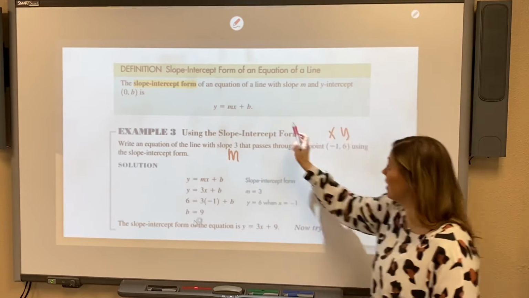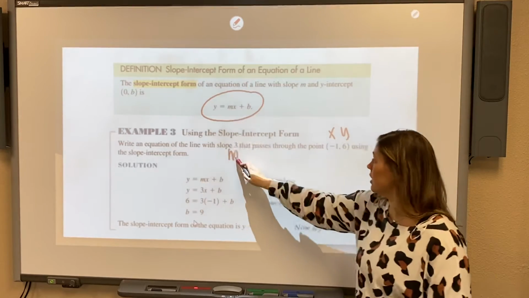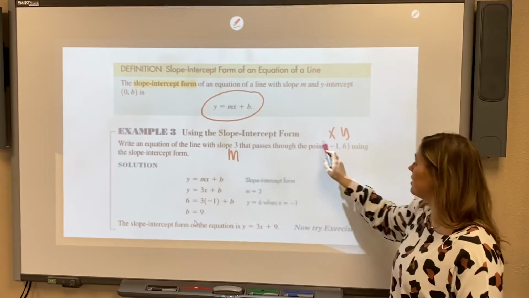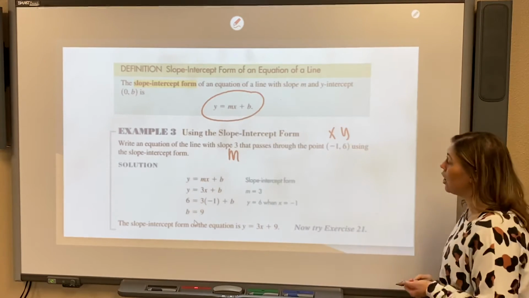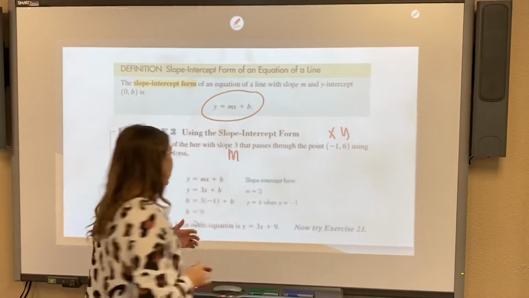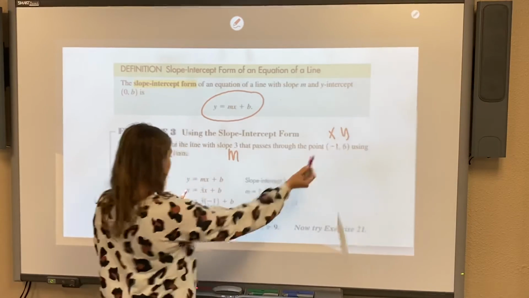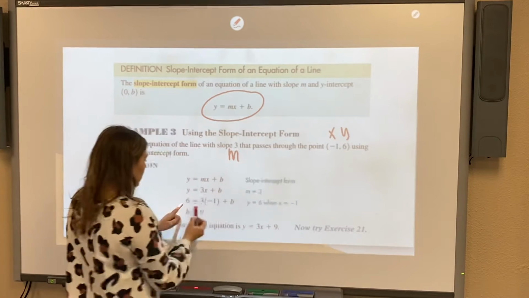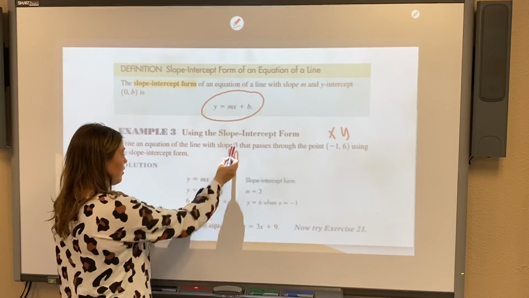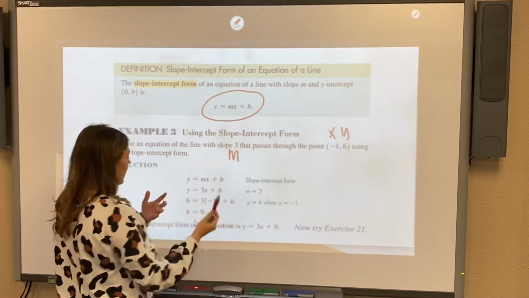So if we're using this formula, our y is our y, our m is our m, our x is our x, we are looking for b. We're looking for our y-intercept. Okay, so if we plug those numbers in, y is our 6, so we have 6 equals m, which is 3, times x, which is negative 1, plus b. And now we just solve.